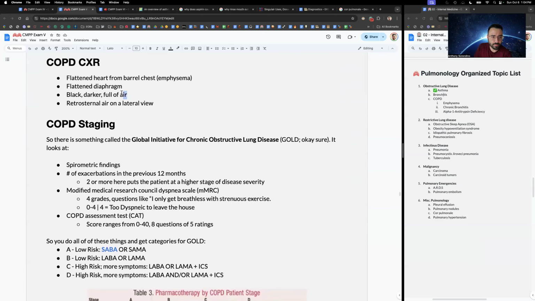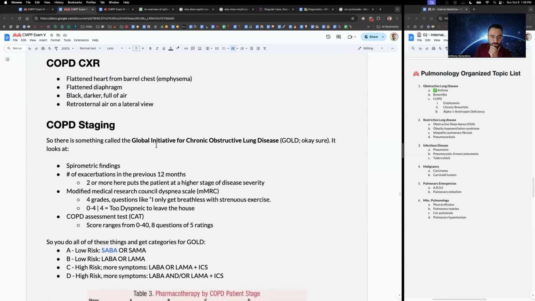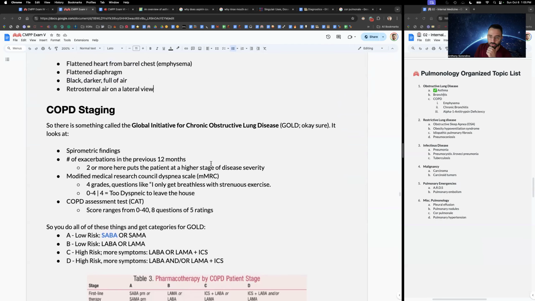Flattened diaphragm because of that barrel chesting. Trapped air is going to flatten the diaphragm. That's big. Flattened heart from barrel chest. That's big as well. Retrosternal air. It's all air trapping.